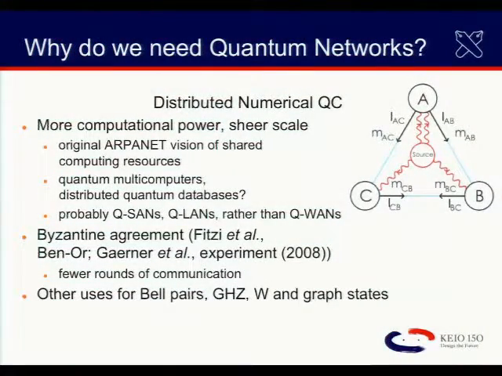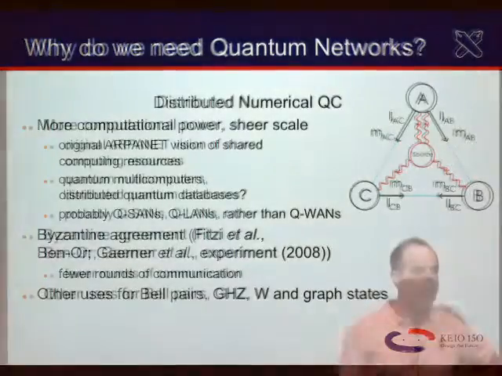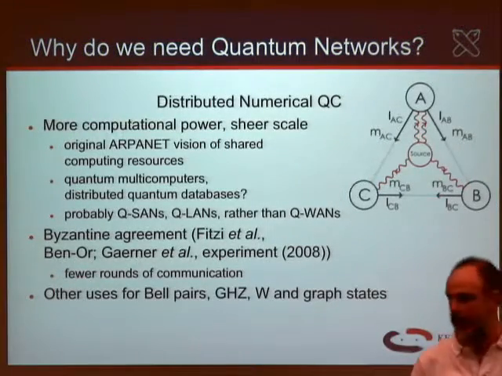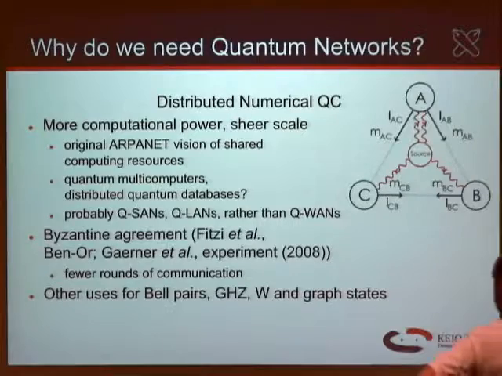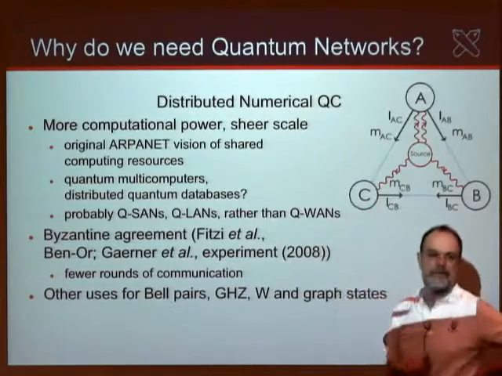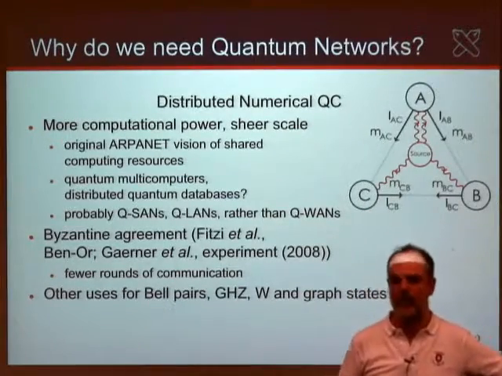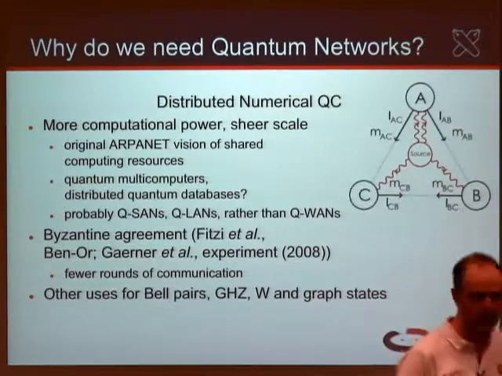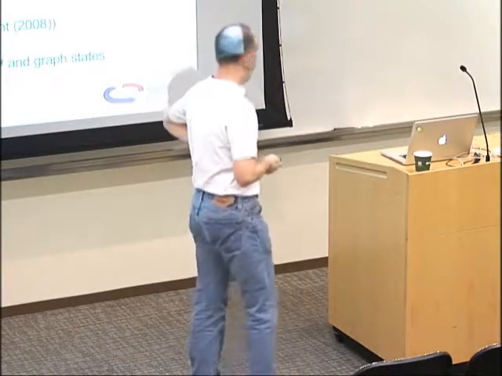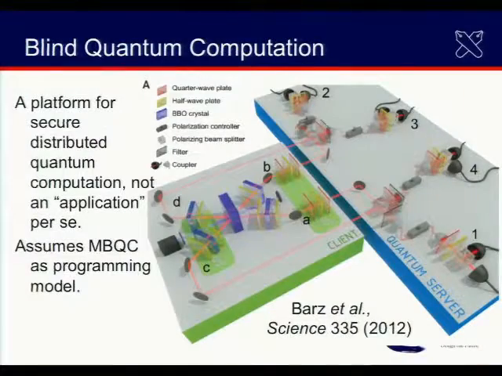Overall, we expect that there will be a lot more numerical uses for Bell pairs, GHZ states, W states, and we would like to see more development of these sorts of distributed uses in the overall literature. One thing that's been talked about, you guys probably saw it, showed up in Science a few weeks ago, was blind quantum computation. This is a good experiment. The theory was developed several years ago. Experimentally, it was demonstrated recently.